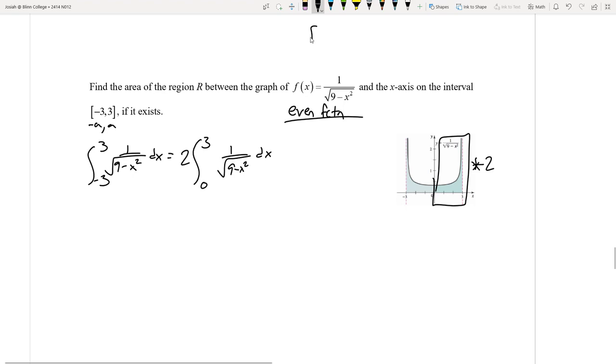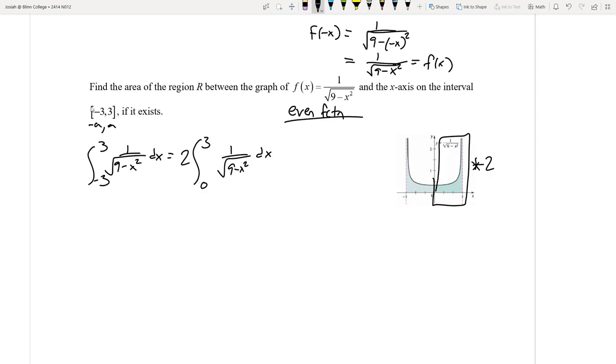So we'll go ahead and recall how to verify. You plug in -x. And what happens is the square will cancel out that negative. And so we end up with the original function again. And so our function is even. So first, you have to verify the function is even.